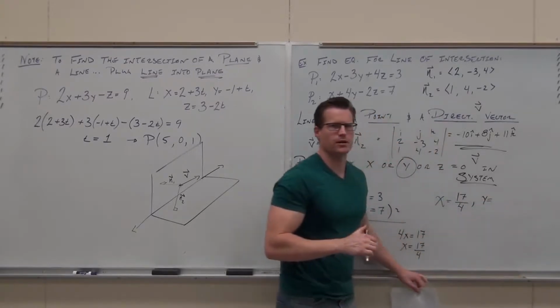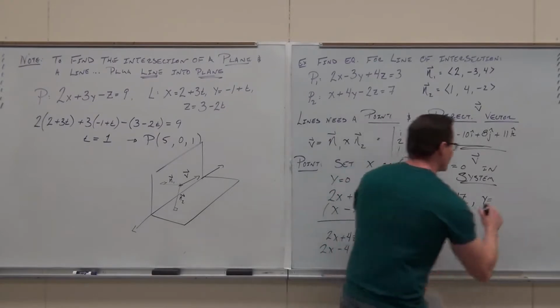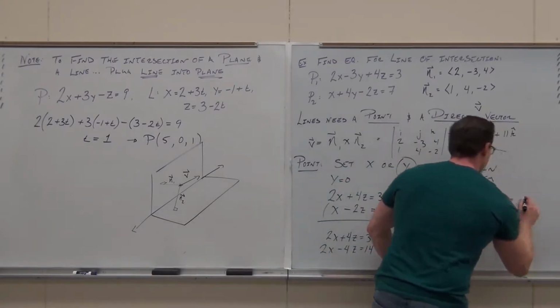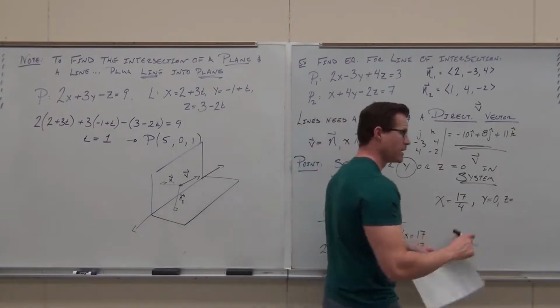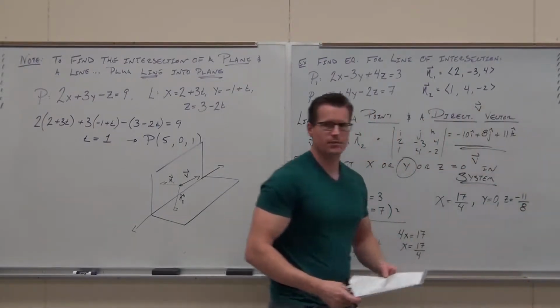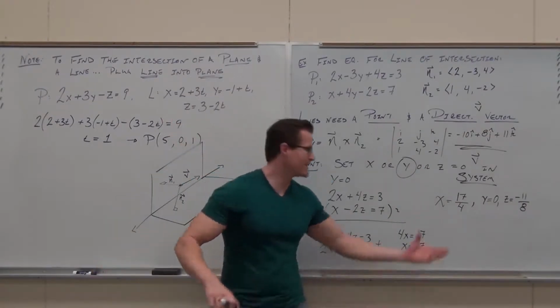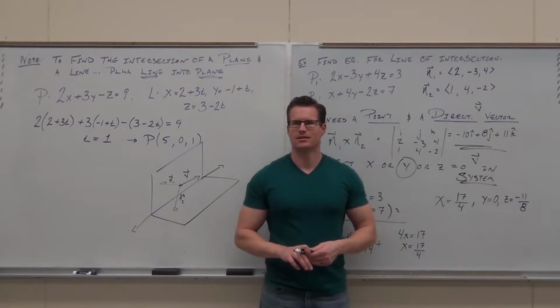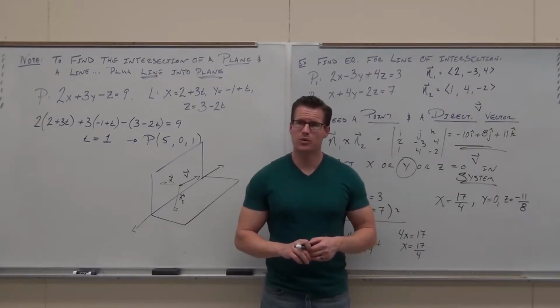Now let me think about it. What would the y be? 0. Well, I set it equal to that. And z, if you substitute in, which I want you to try on your own at some point, is negative 11 over 8. What is that? It's a point. What particular point?